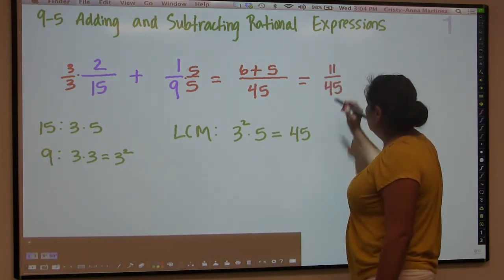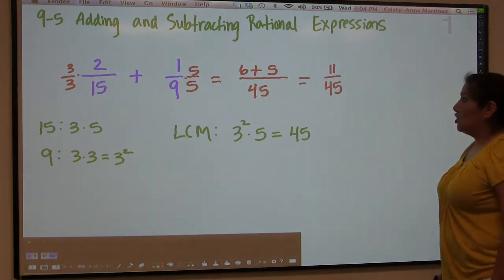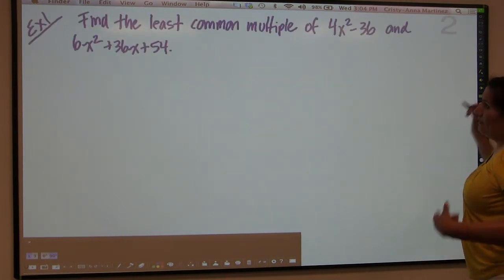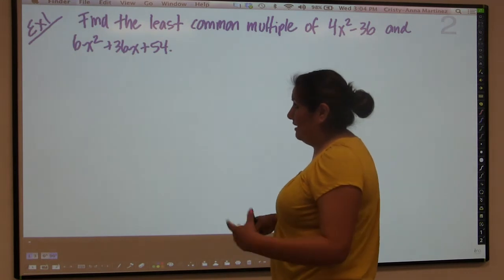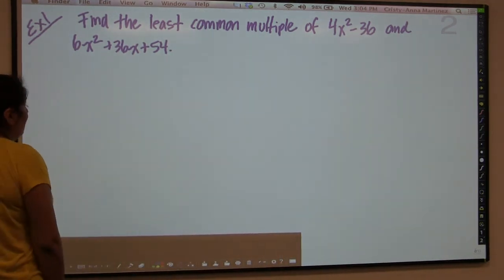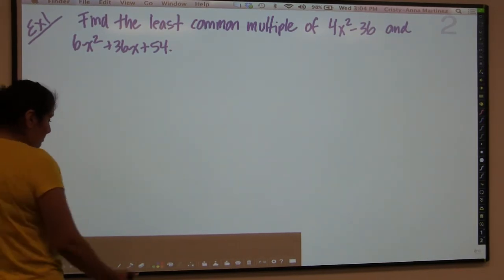And that is how you add fractions. So in a sense, that's kind of what we're going to be doing in today's lesson, only we're going to be doing it with polynomials and crazy rational expressions. So the first thing I want to do is we're going to try to find the least common multiple, just like we did in the previous example.